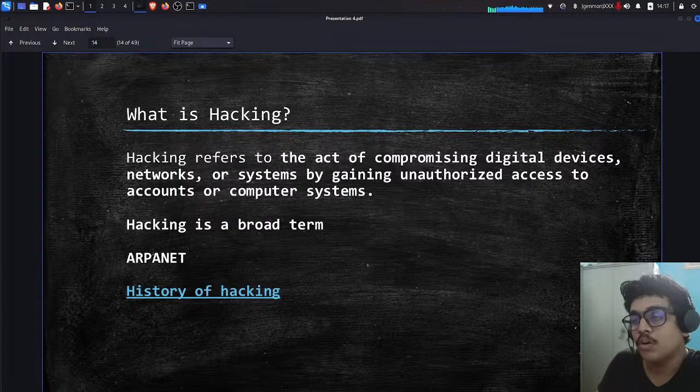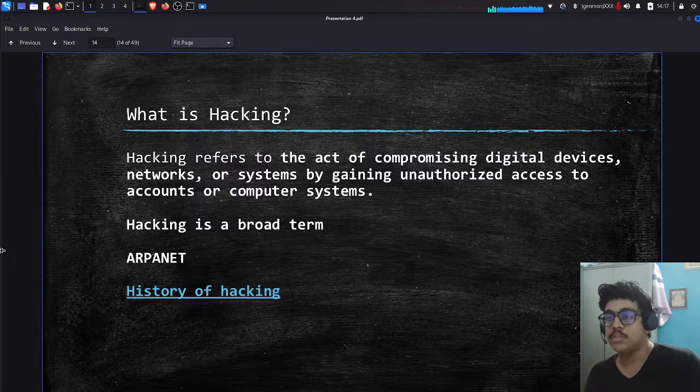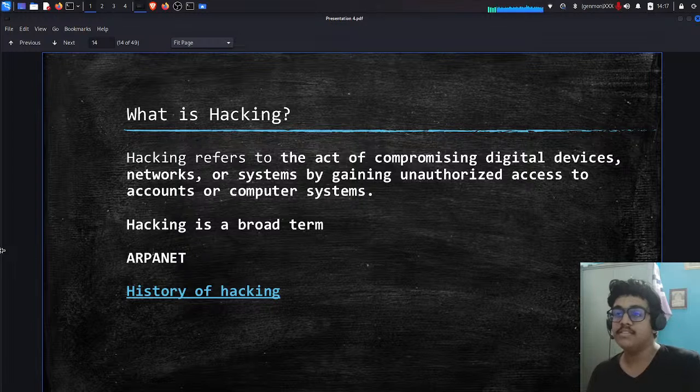So moving on to the next topic, what is hacking? This is the most important topic of this session. What is hacking? Hacking can be good and bad. Hacking refers to the act of compromising devices, networks, or systems by gaining unauthorized access to accounts or computer systems. Let me just explain it in a bit easier way.